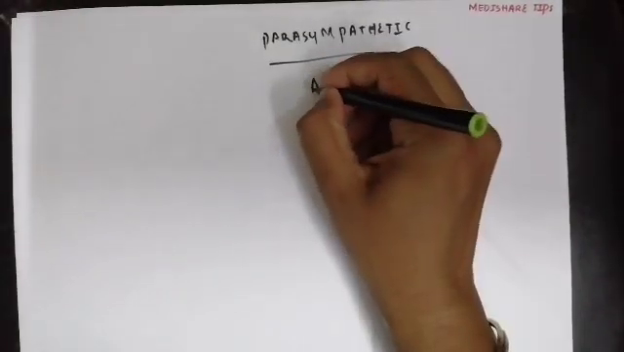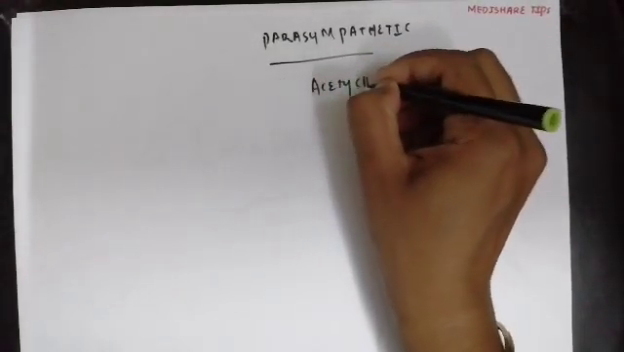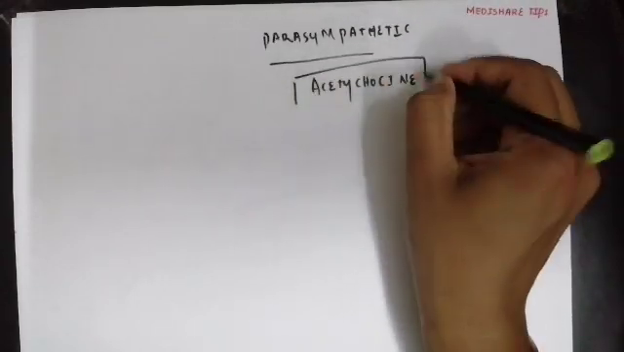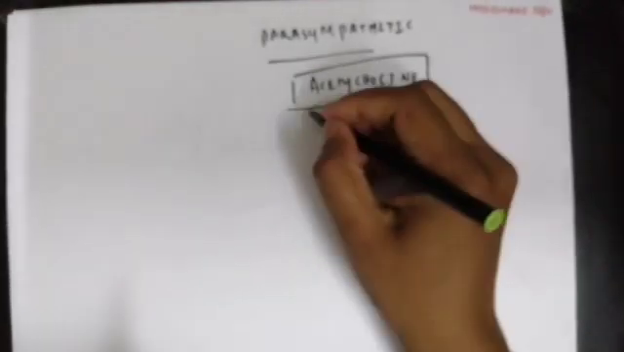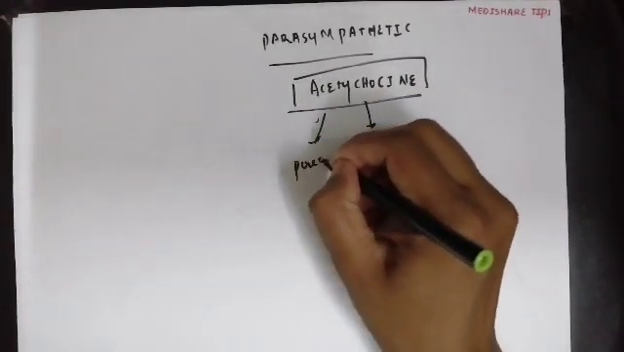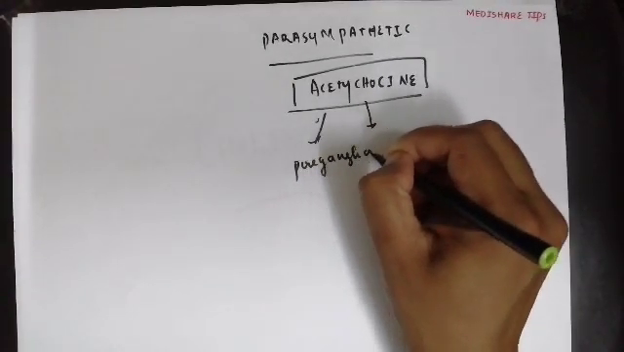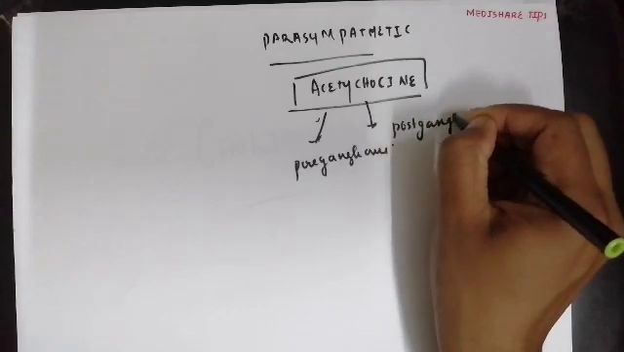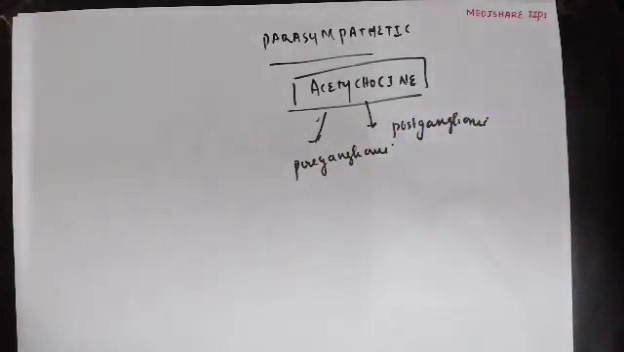From the parasympathetic nervous system, we know that the neurotransmitter which is released is acetylcholine. So acetylcholine is the neurotransmitter present in the parasympathetic nervous system, and it is secreted by both the preganglionic and the postganglionic fibers. So, briefly discussing the metabolism.